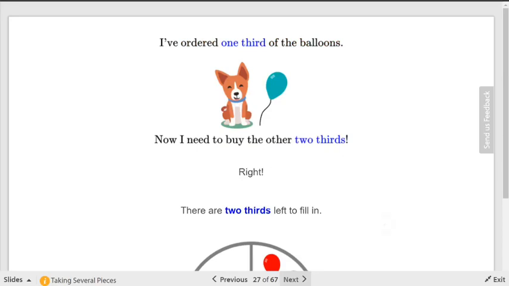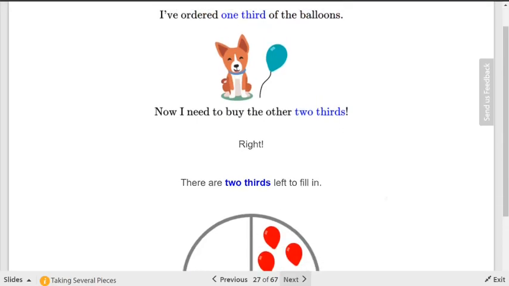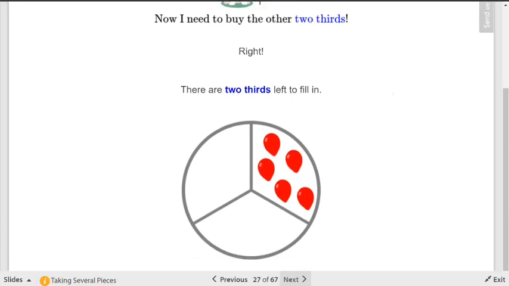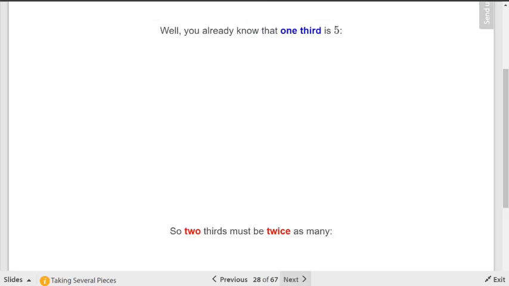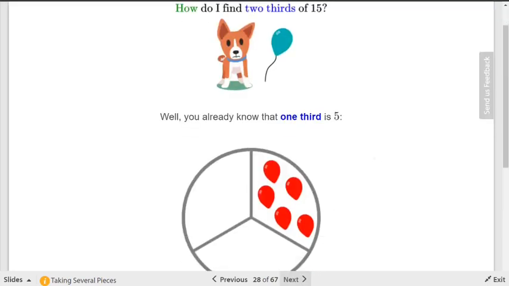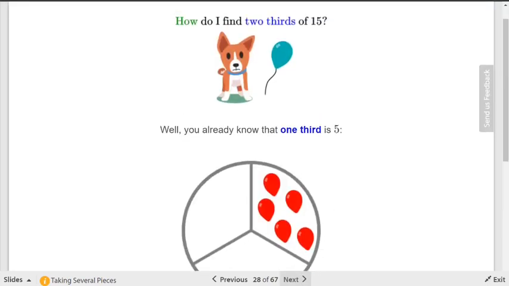But it's okay. So let's say I've ordered 1/3 of the balloons. Now I need to buy the other 2/3. Because remember, if you have 1/3 of them, then there are 2/3 left, right? Because there are 3/3 total. All right. Well, how would you find 2/3 of 15?